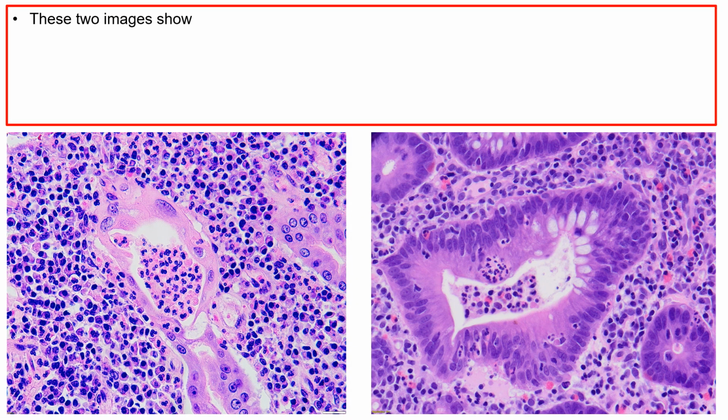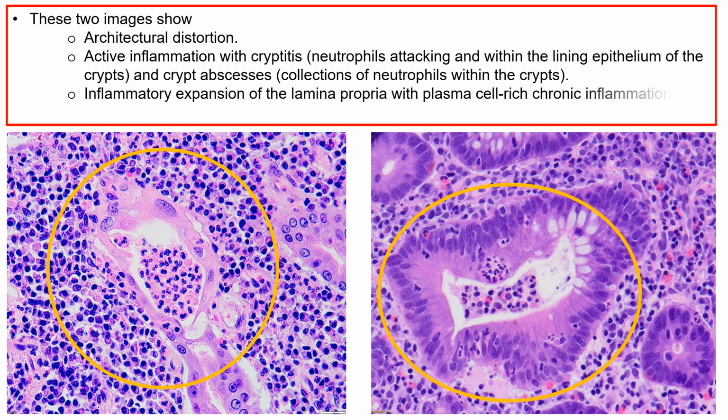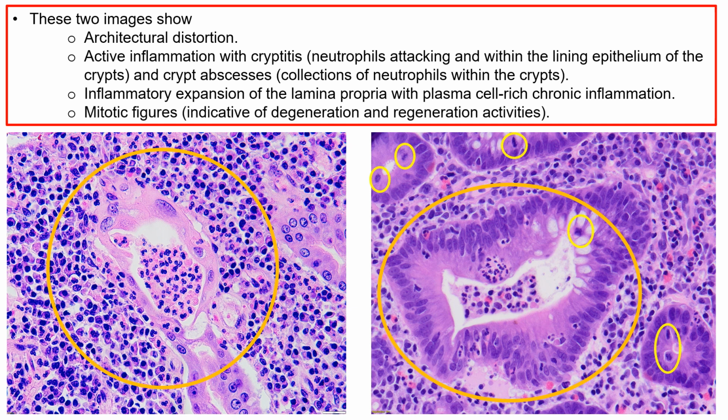These two images show architectural distortion, active inflammation with cryptitis, neutrophils attacking and within the lining epithelium of the crypts, and crypt abscesses, collections of neutrophils within the crypts, inflammatory expansion of the lamina propria with plasma cell-rich chronic inflammation, and mitotic figures indicative of degeneration and regeneration activities.